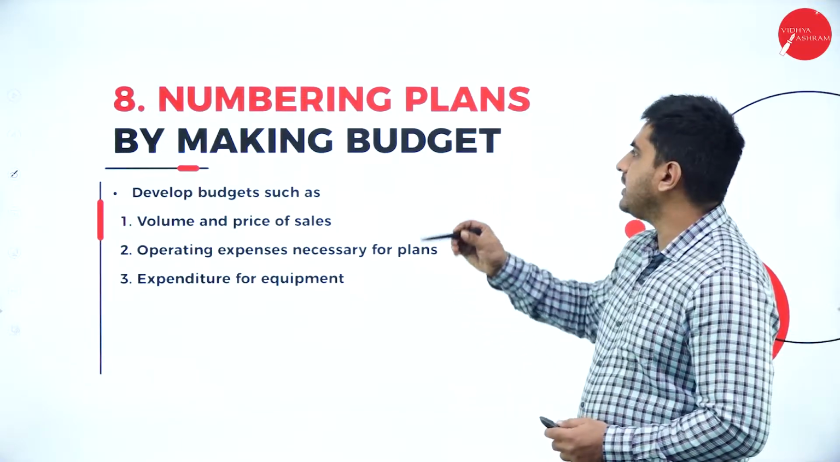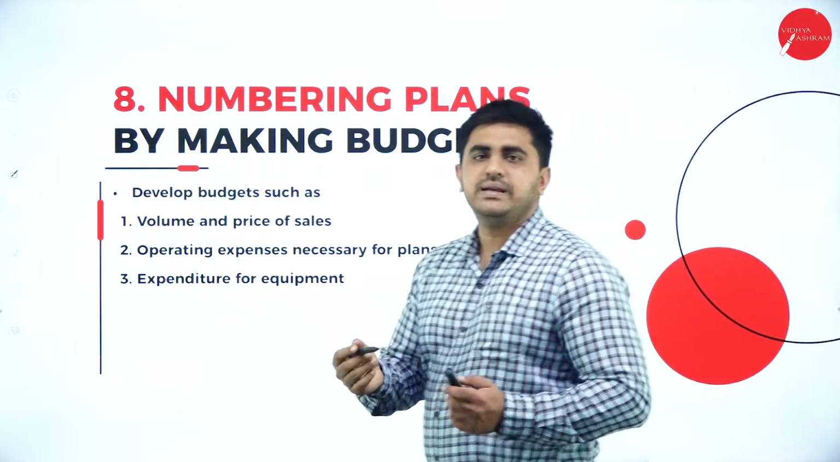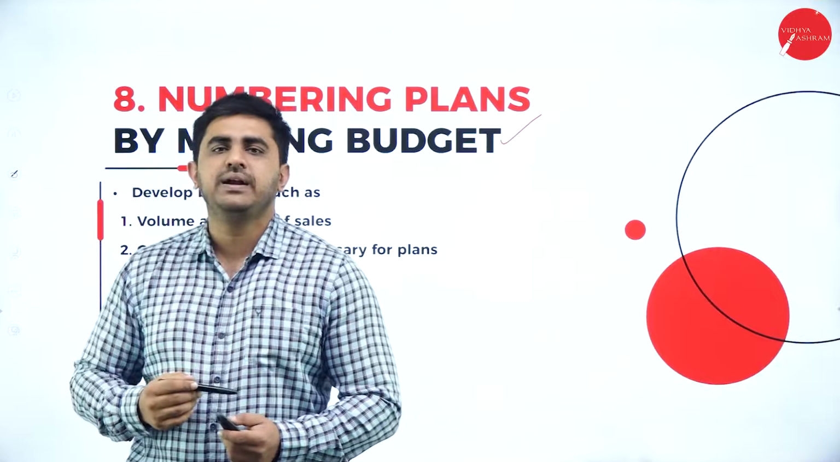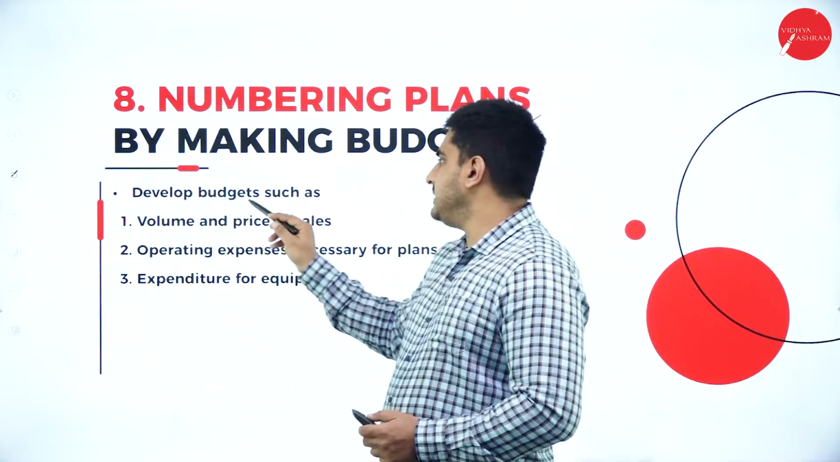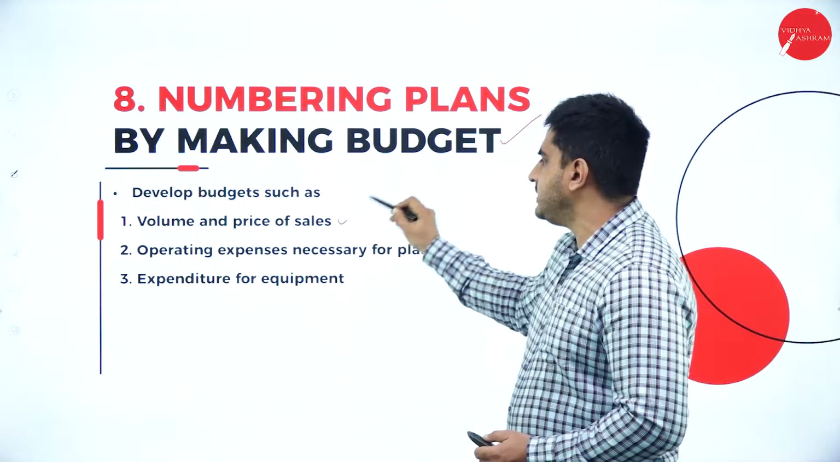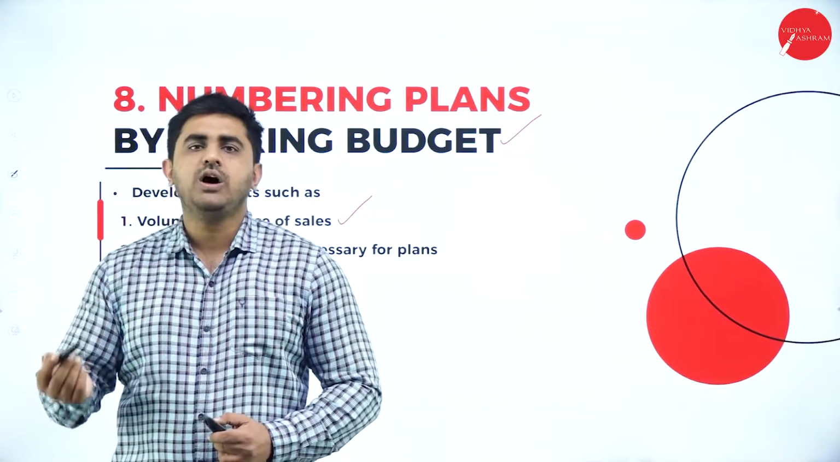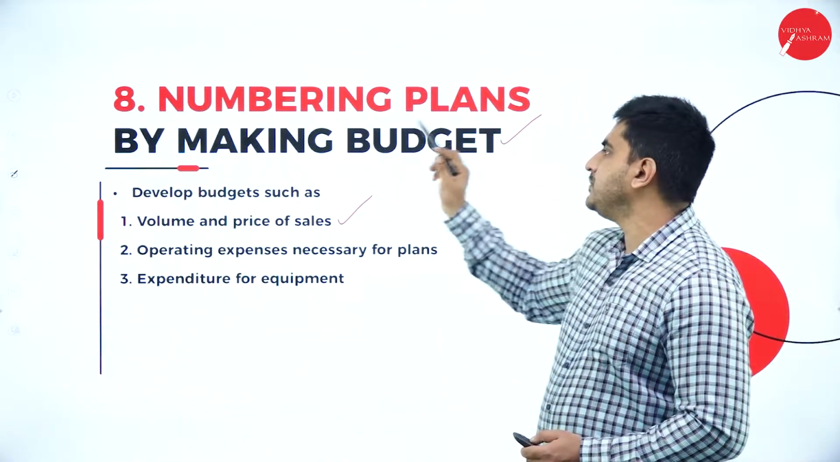So next we go for numbering plans by making budgets. The basic meaning of a budget is an estimation of income and expenditure for a particular period of time. So we will understand this. Develop budgets such as volume and prices of sales. That is, how many products you want to sell and at what price. You are giving numbers to your plans. That is numbering plans by making budgets.